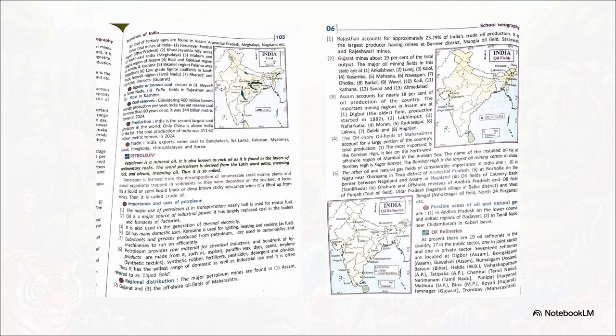Looking at our oil fields, in Assam, we have Digboy. Fun fact, Digboy is the oldest oil field in India, started way back in 1882. But today, our largest oil producer isn't actually on land. It's offshore, deep in the Arabian Sea. It's called Bombay High in Maharashtra, where a massive rig named Sagar Samrat pumps out this liquid gold.